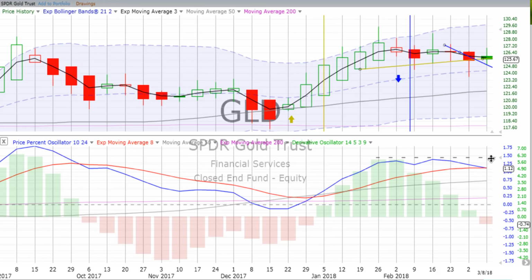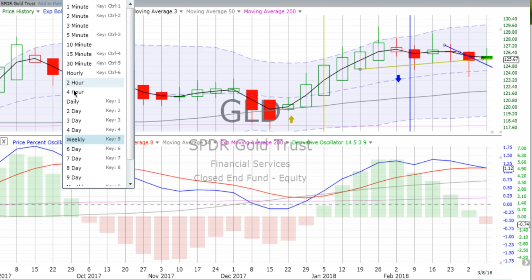But of course, our biggest signal, our major indicator is that price percent oscillator. And of course, it's crossing over going down at the same time the derivative oscillator is, which is typically a strong signal. And we'll just continue to watch and monitor.